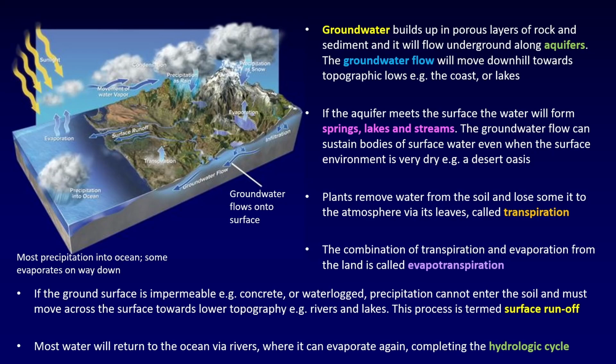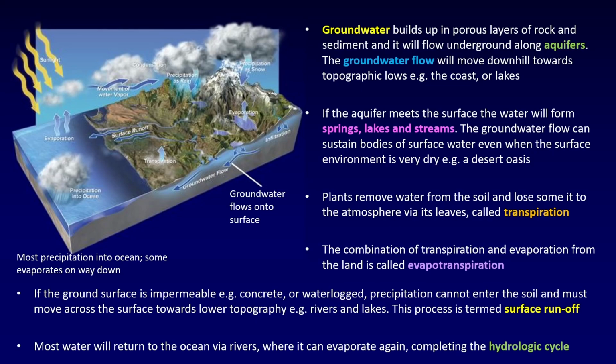Now, there's a technical term here. So the combination of transpiration, so that's water leaving plants, and evaporation from the land is referred to as evapotranspiration. And so you add those two together and that gives you a number, and that's the amount of evapotranspiration for a given area.